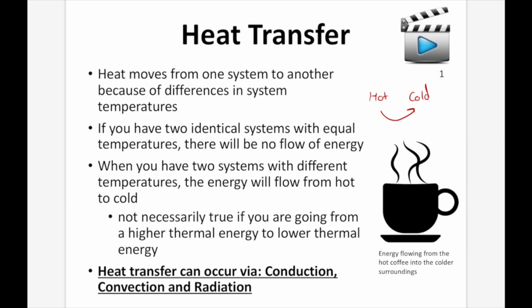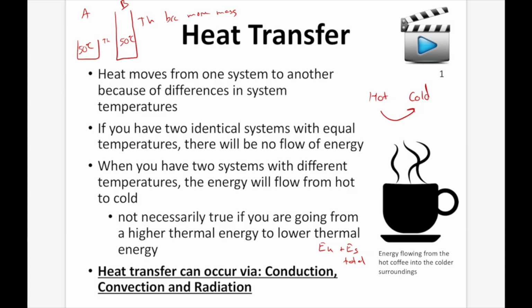This isn't necessarily true, however, if you're going from a higher thermal energy to a lower thermal energy. As in, thermal energy is the EK plus EG total. So what does this mean? Well, we can have two different substances, A and B. But as you can see, there's way more content in B. If they have the exact same temperature, let's say 50 degrees Celsius, they're going to have an equal temperature, but we're going to have a lot more thermal energy here than here because there's more mass.